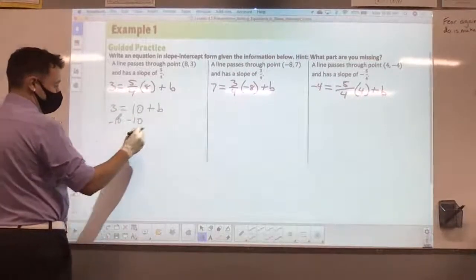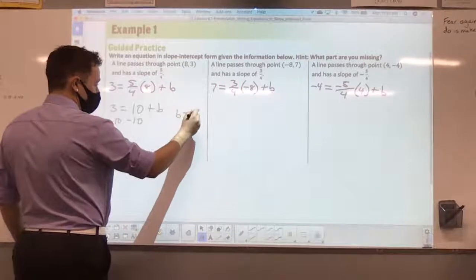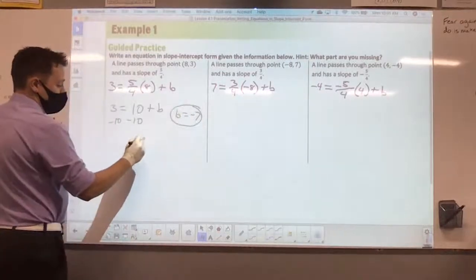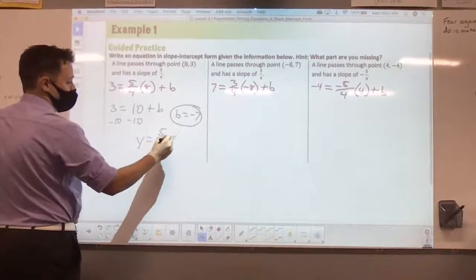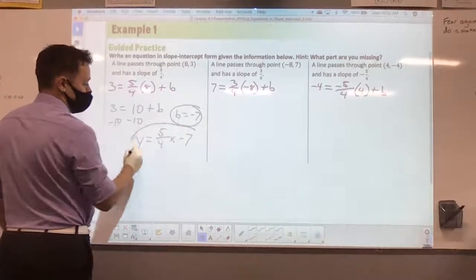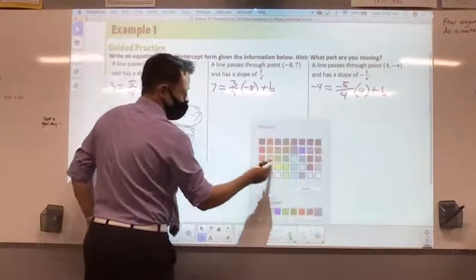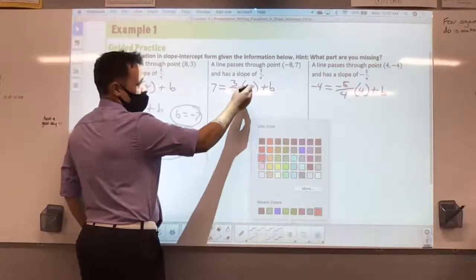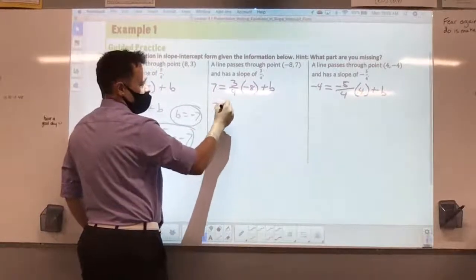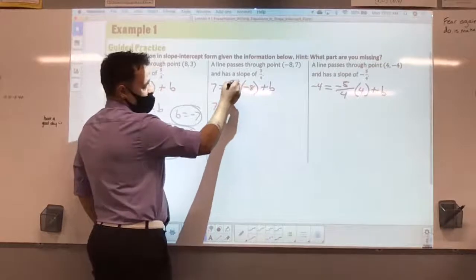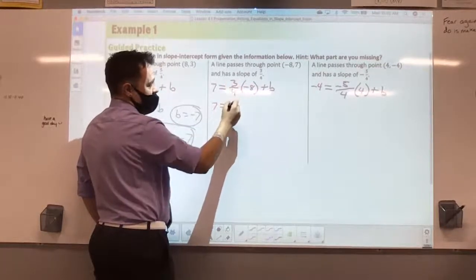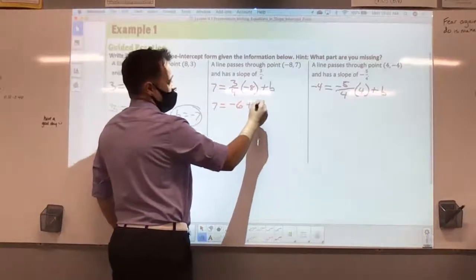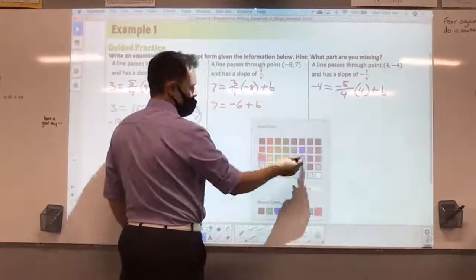So you get b equals -7. So you'd be able to go y equals mx plus b. Hopefully that's the answer you got. The other one here, that would be 7 equals, and then it's -8 times 3 is -24, divided by 4 is -6. Did everybody get that? Or am I doing my math wrong?